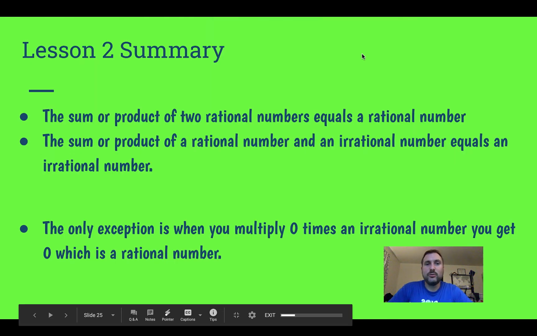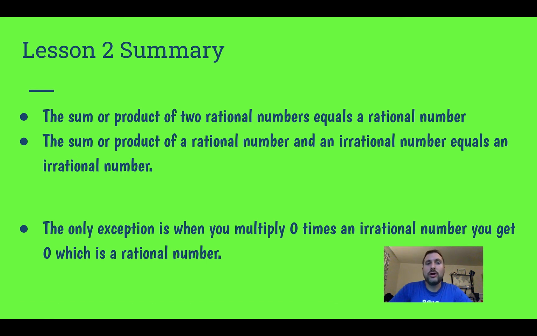So in this lesson, we came up with some rules for dealing with rational and irrational numbers. The sum or product, adding or multiplying two R's, is going to give you another R. The sum or product of an R and an I is going to be an I. So if there's an I involved, it's probably I. The only exception is with 0. That will give you an R.